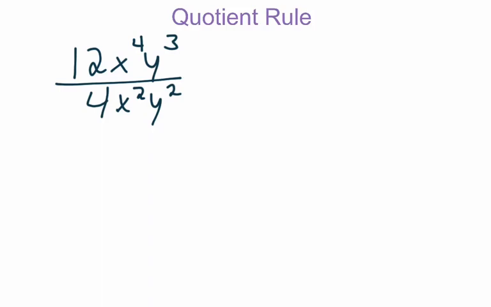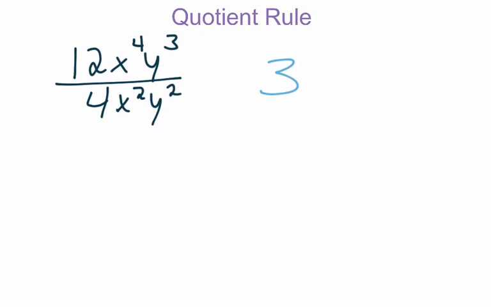All right, last example, a little bit more complex. We've got 12x to the fourth y cubed divided by 4x squared y squared. But let's just continue to apply the quotient rule like we've been doing. Like we did in the last example, we can divide 12 by 4 here and kind of get started. 12 divided by 4 is going to be 3. So I'll go ahead and write that down.